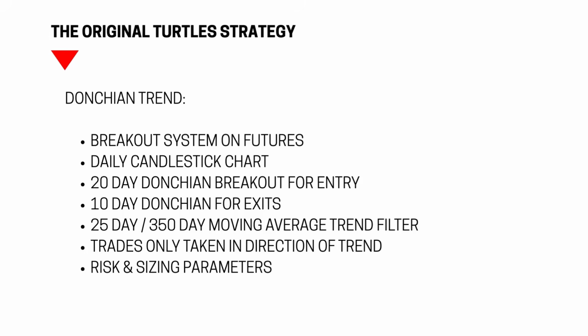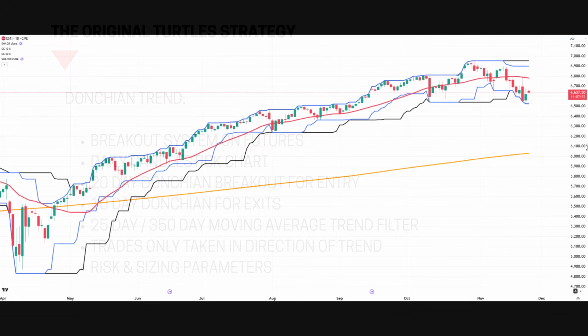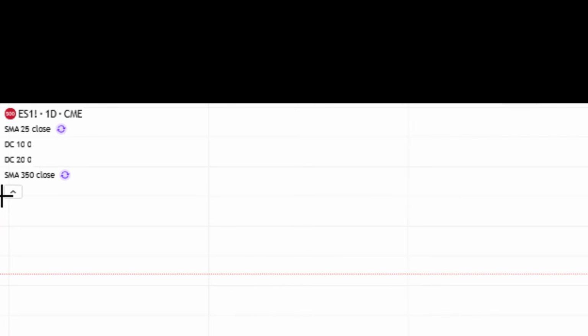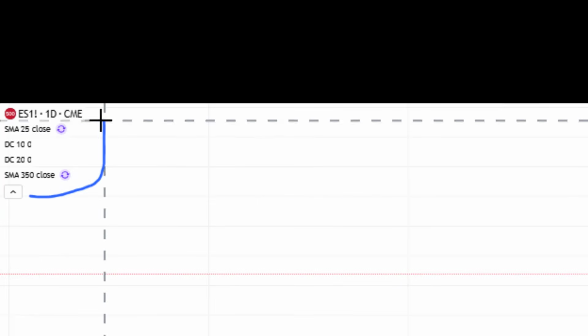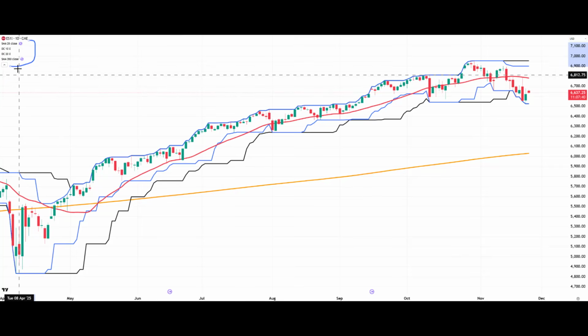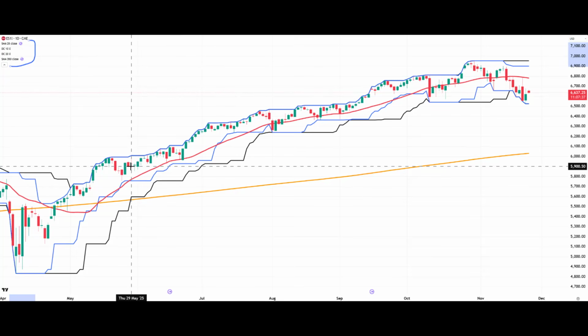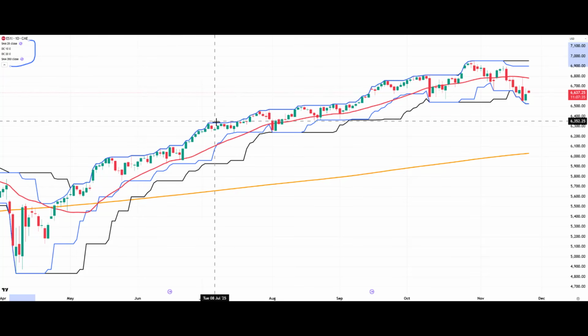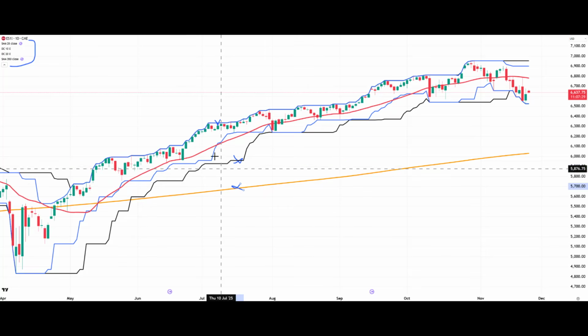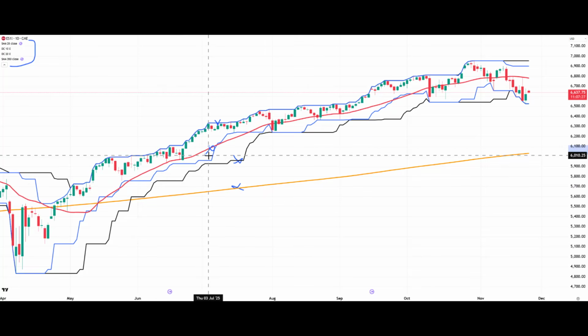So what does that look like? Can we visualize that strategy? I'm going to show you now. So for the example, I'm using the S&P 500, ticker ES. You can see in the top left the indicators that we're using for this, the original turtle strategy. 25, 350 moving average, and the 10 and 20 Donchian represented by the blue bands and the black bands there. You can see our orange line, that's the real slow moving average, and our faster red moving average.